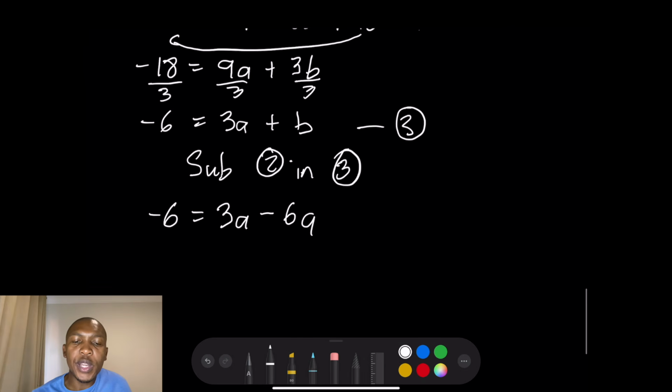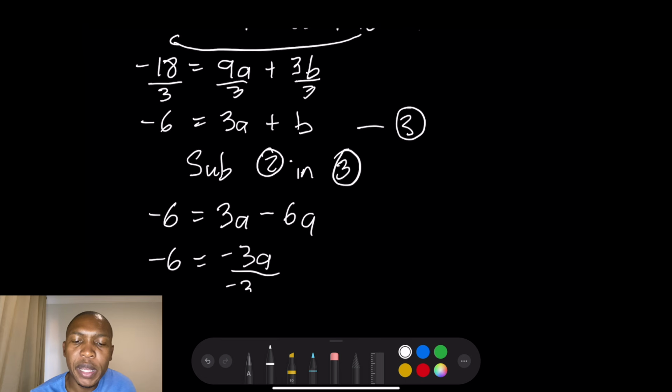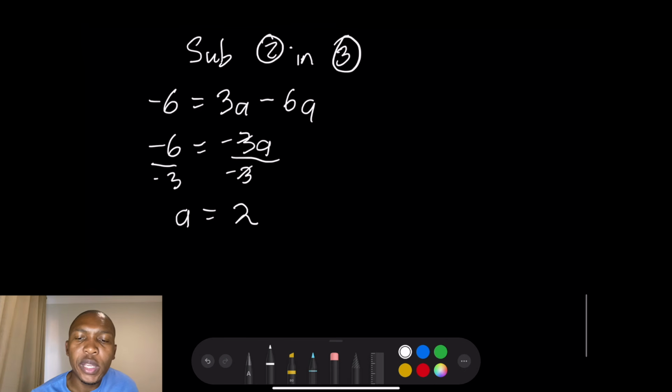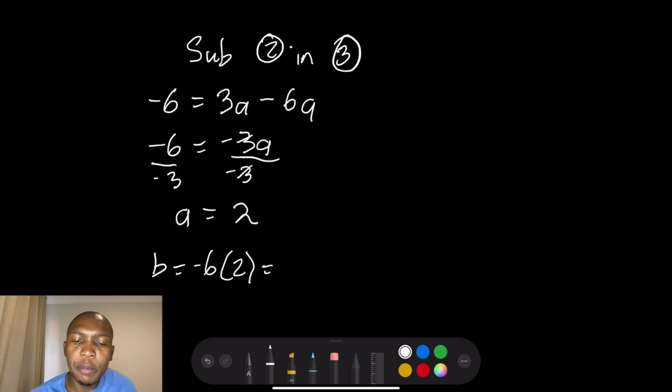And all that's left for us to do is just to solve. So we've got 2 like terms there. That's negative 3a, equal to negative 6. So we can divide both sides by negative 3. And of course, our a value in this case would be equal to 2. Now it means that we can find our b value. Remember we said b is minus 6a. So this will be minus 6 times 2. And so our b value will be negative 12.